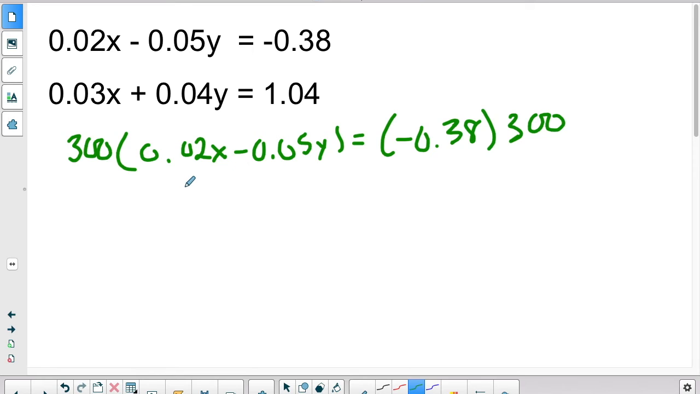Now we multiply by 300. Well, 300 times 0.02 is 6x minus 0.5 times 300 is 15y. Our negative 0.38 times 300 is negative 114. So if you notice, it's the same numbers, just we don't have the decimal anymore. And we could do the same thing with the other equation.